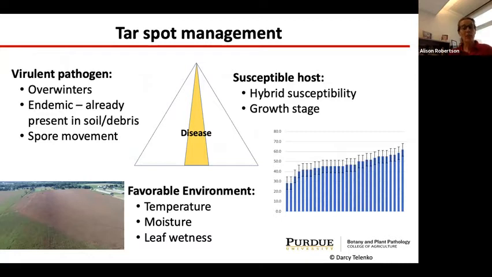Most of our corn hybrids, the hosts, are susceptible. The susceptibility will differ between hybrids, but we don't have any resistant hybrids. And obviously, the earlier we get the disease, the more impact on growth it's going to have. Favorable environment for tar spot is cool and wet, and particularly in irrigated fields, it can be a very big problem. We're talking about temperatures of 65 to the low 70s and a lot of moisture. And we also really think that leaf wetness plays an important role in this disease.